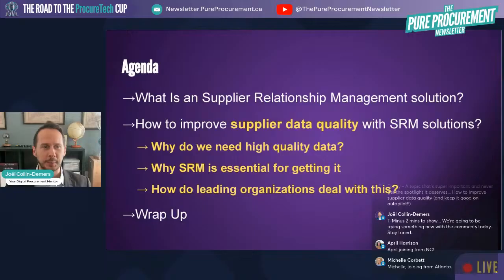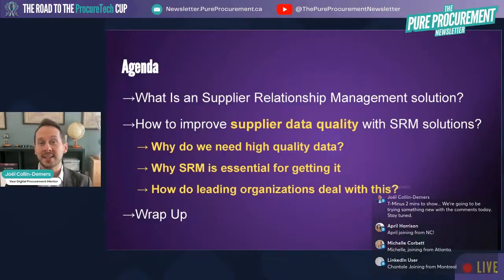All right, that's the housekeeping. Today's agenda: what is a supplier relationship management solution? So we'll just make sure to level set before we get into the discussion, and then we'll speak with my guest today, which I'll introduce shortly, about how to improve your supplier data quality with these types of solutions. So why do we need high quality data for suppliers? I think you'll probably have a couple opinions on that, but we'll go into detail. Why SRM and tooling is essential for getting it, and then how do leading organizations deal with the problem? How do we put things in place to get what we want?